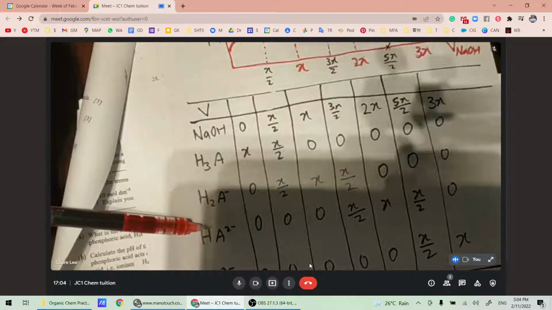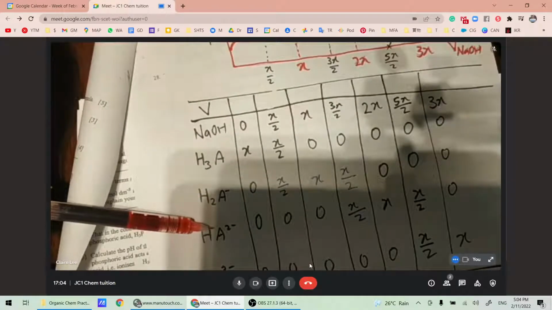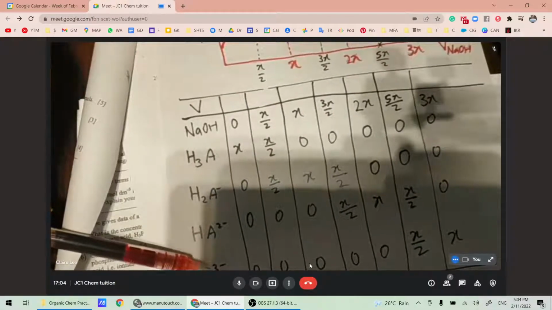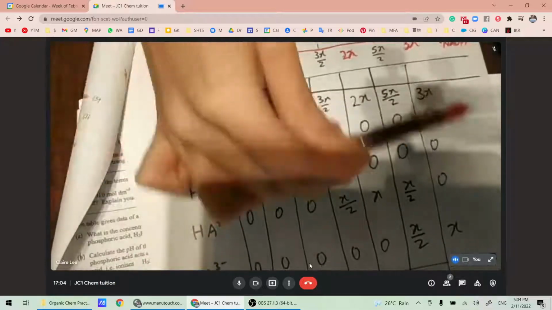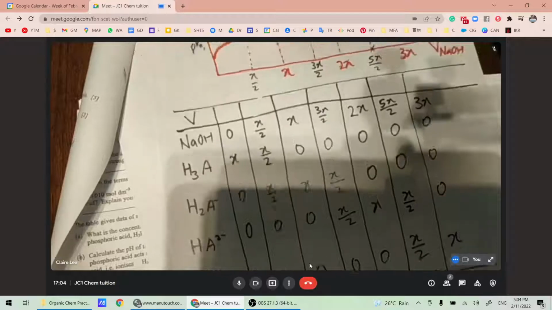If I add 2x, all my H3A will form HA2 minus. That means it loses 2 moles of acid, so I'm left with 1 mole of acid. Now I add another x over 2 of NaOH, it will convert again, and so forth. So just be clear on the conversion of polybasic acids.